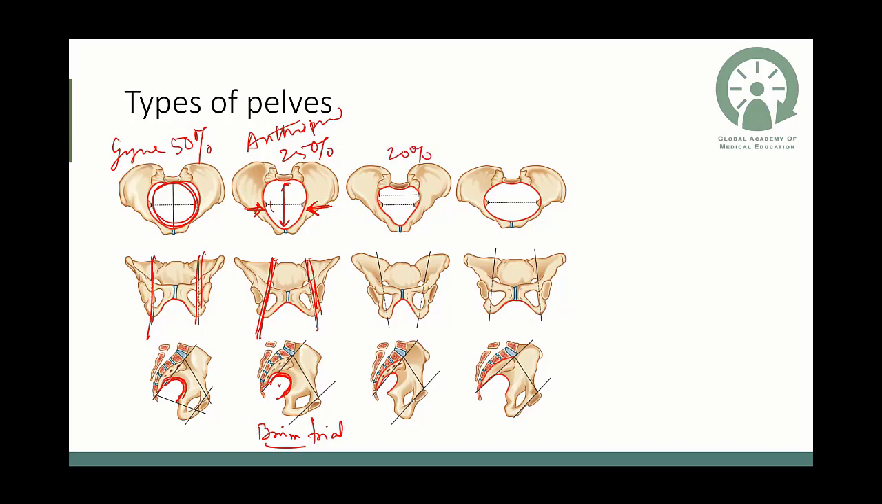Now this is one very problematic pelvis which is seen in 20%. This is often encountered pelvis. This is android pelvis or the male type pelvis. So in the male type pelvis, the problem is this curve is not smooth. This is kind of jutting forward. So the sacrum is deep inside the pelvis and it gives rise to a pelvic inlet which is heart-shaped.